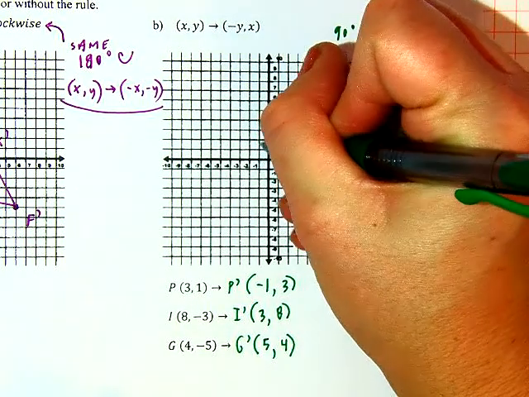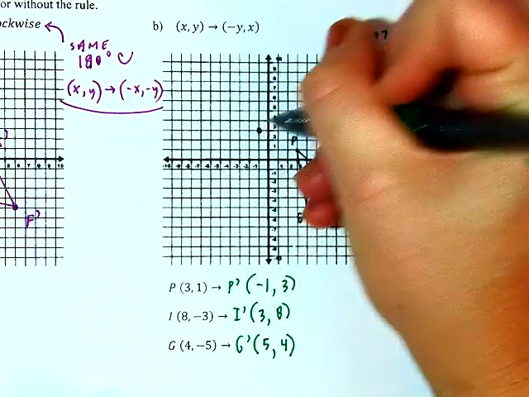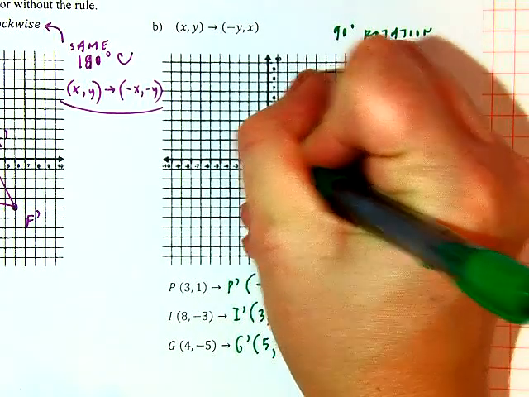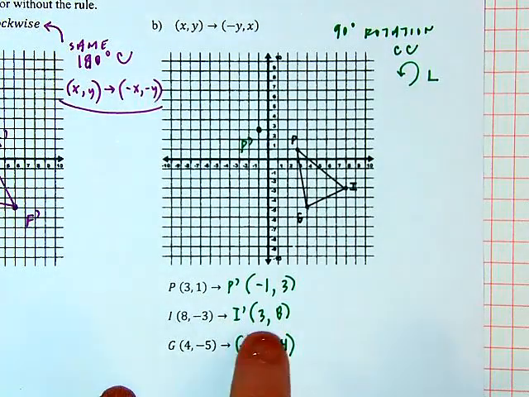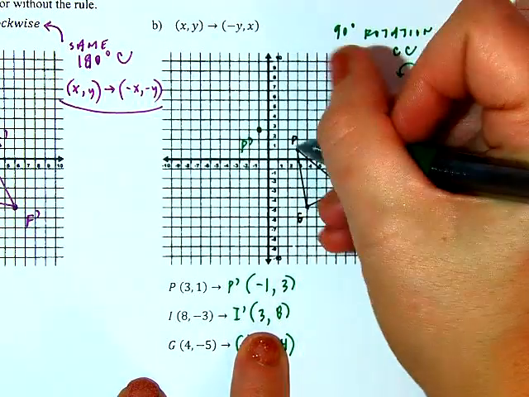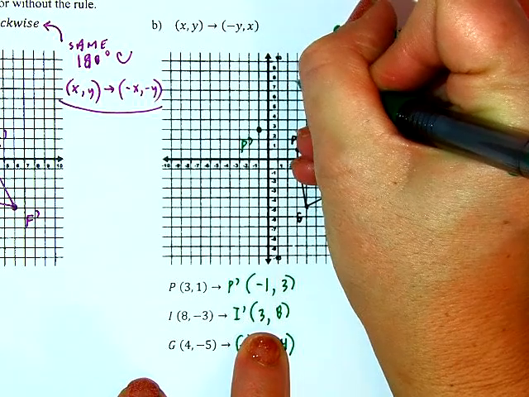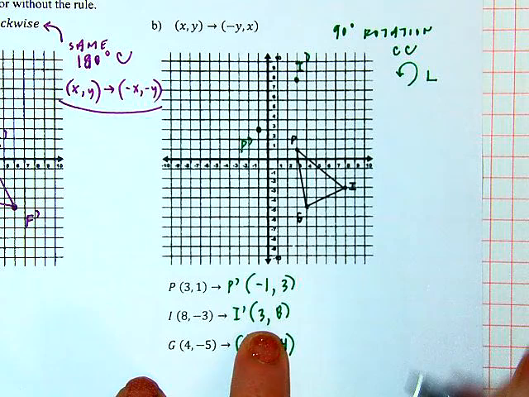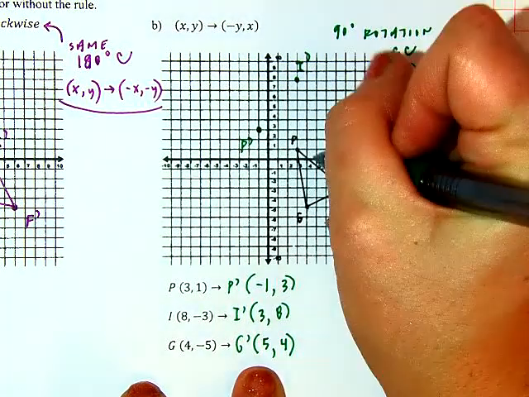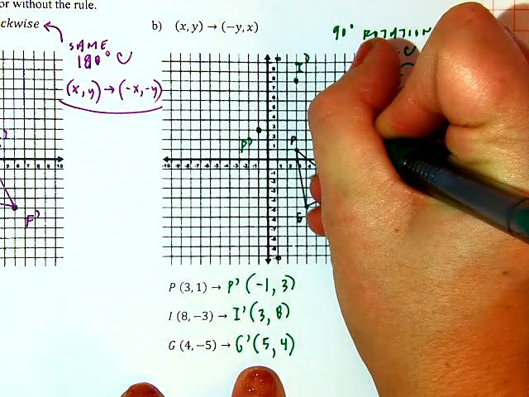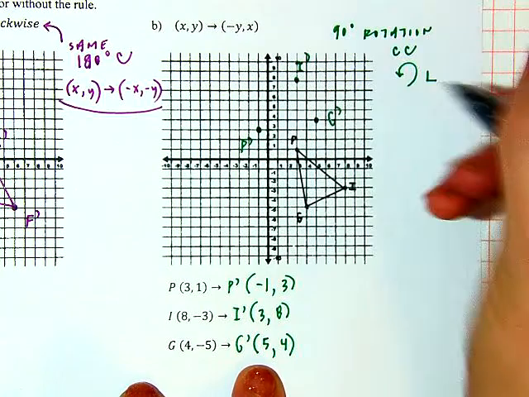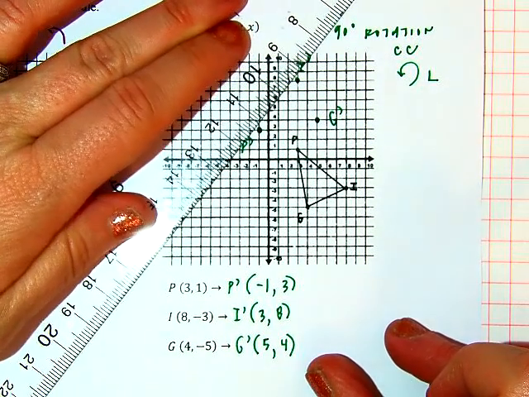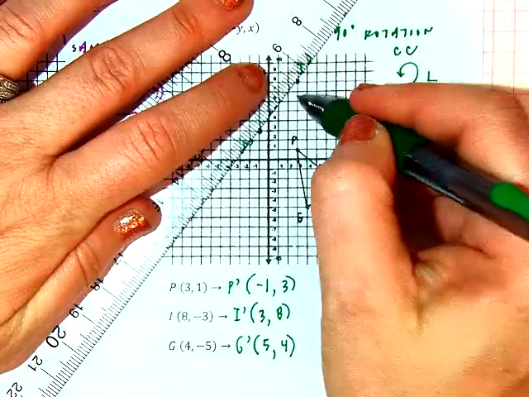All right, so let's plot those points. So negative 1, 3 right here. That will be my new P prime. Okay, I becomes 3, 8. So 3, 8 gets right here. So there's my I prime. 5, 4 puts me right here. Here's my G prime. So if I didn't identify the rule initially, I should be able to see it now.